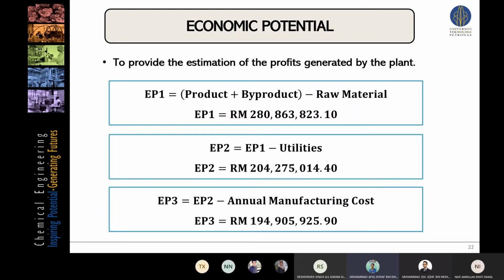All right, for the economic potential, basically this is to provide an estimation of the profits generated by the plan. After we have calculated the EP1, EP2, and EP3, which is the summation of product plus byproducts minus the raw materials, utilities, and also the annualized manufacturing costs, we still have a huge amount of profit generated by the plan. So this amount will ensure the sustainability of the plant operation throughout its lifespan.